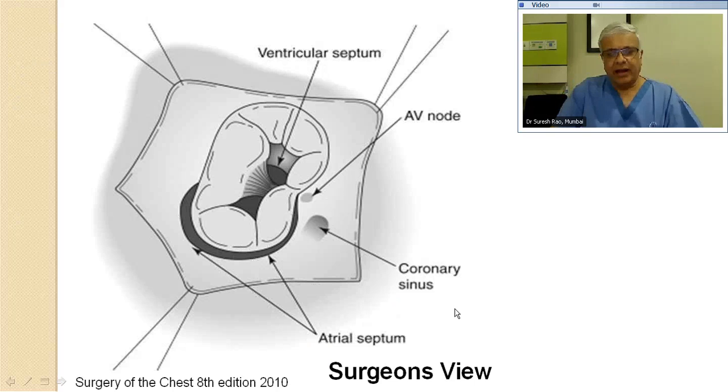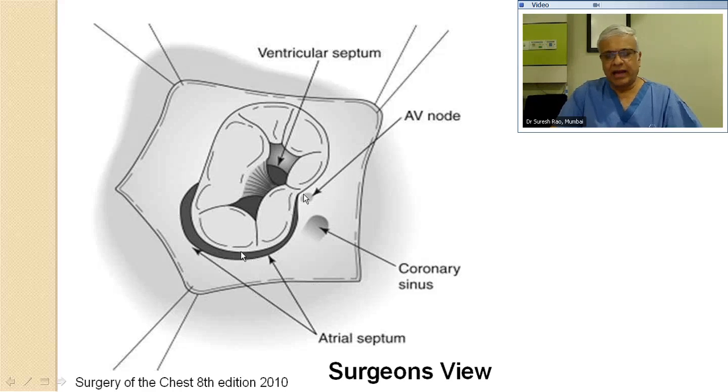And once we open, this is what the surgeon sees. And this is the right atrium which has been opened. This is the coronary sinus. This is the margin of the ostium primum ASD, and this is the common atrioventricular wall.